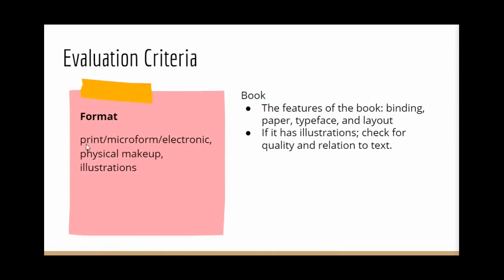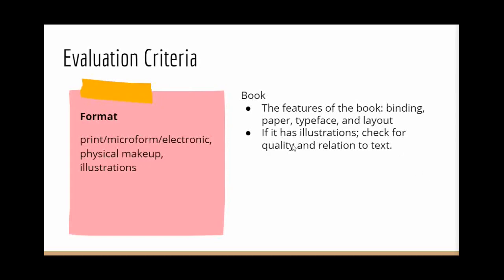So this is the print, microform, electronic, physical makeup, and also the illustrations. So for the book, the features of the book are what you should look for. So the binding, paper, typeface, and layout. So you have to know the quality and the durability of the binding and the paper. And for the look of the book, look at the typeface and the layout. Is it readable? Is it presentable? And also if it has illustrations, check for the quality and relation of the images to the text.